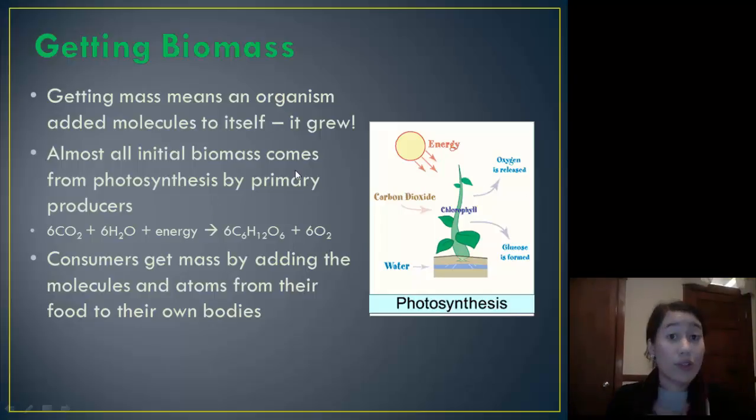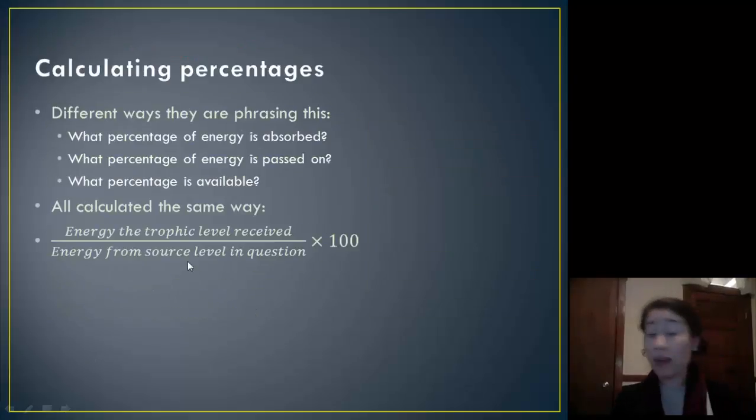For those of us who are consumers, like humans and any other animal that's on planet Earth, we get mass when we eat food, and we take those molecules and those are able to be added to our bodies. So primary producers get their mass through photosynthesis. Consumers at all levels get mass through consumption of food. All right, that's the main explanation of these ecological pyramids. They're just a way for us to look at how matter and energy are transferred.